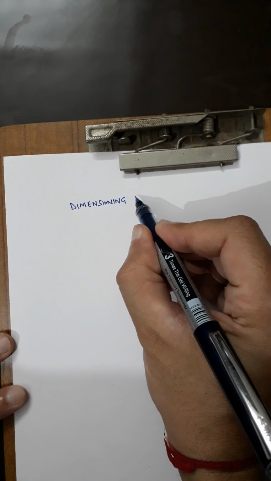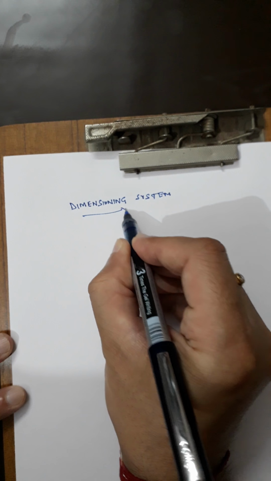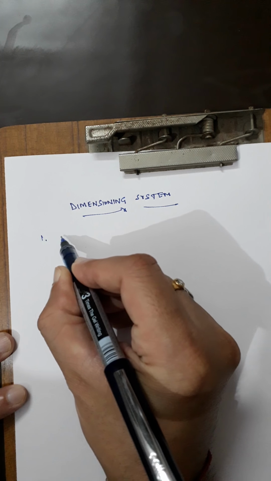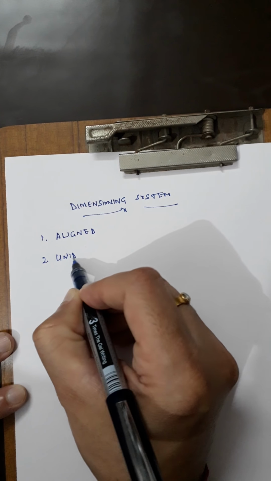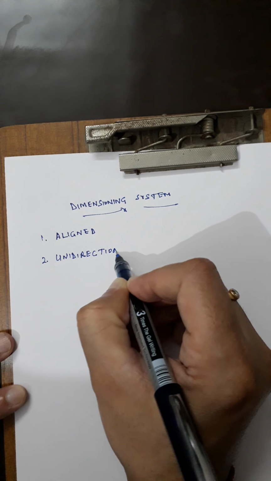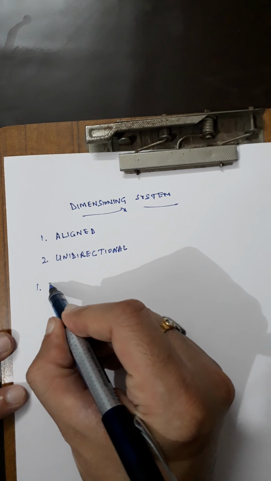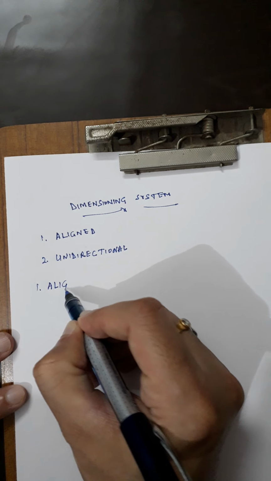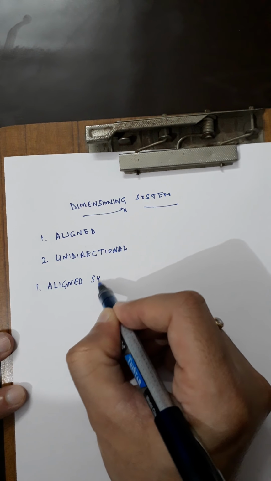Dimensioning systems basically are of two types. Number one is the aligned system. Number two is unidirectional. So what is the difference between aligned system and unidirectional system? First we will discuss the aligned system of dimensioning.